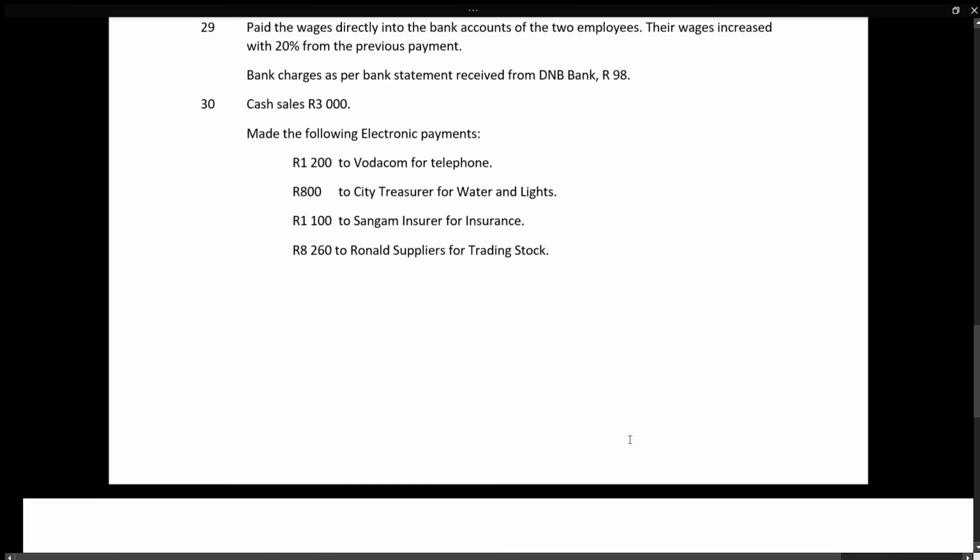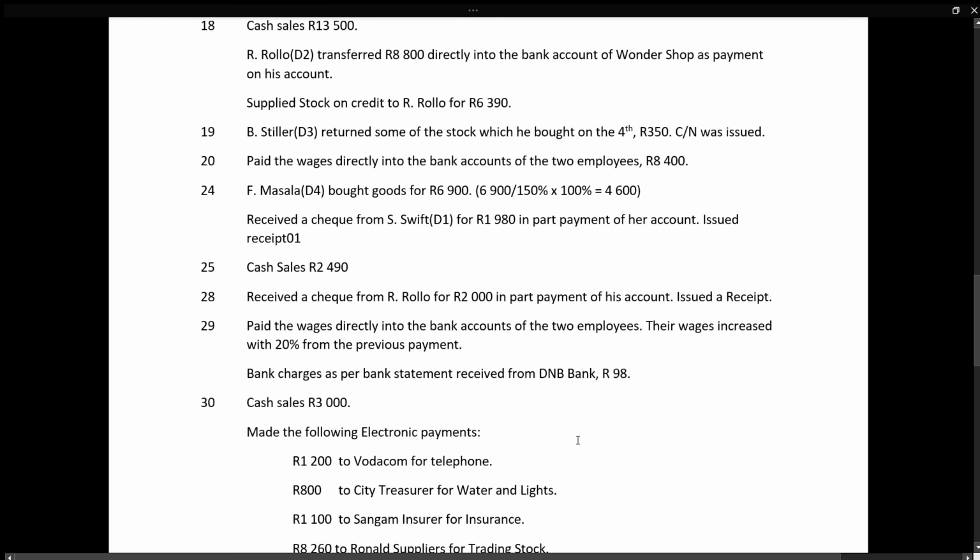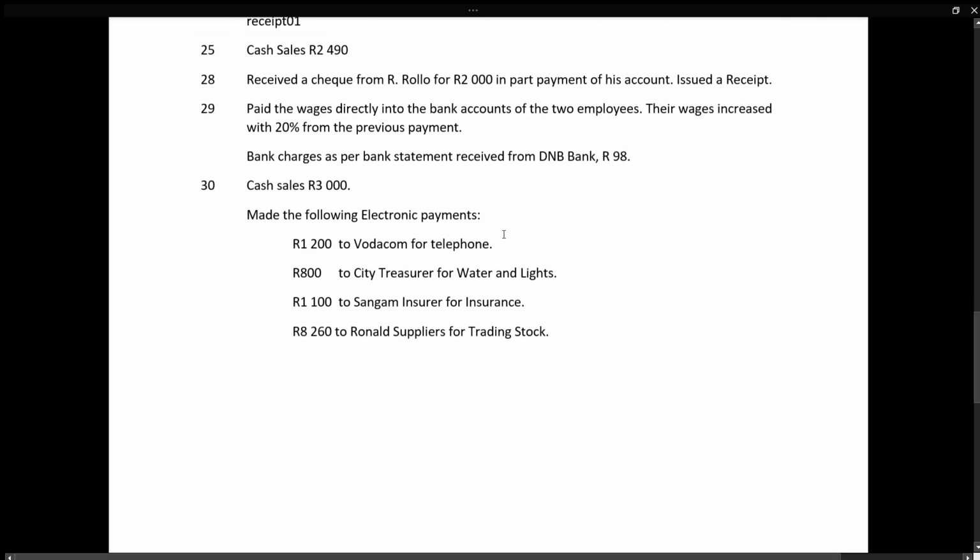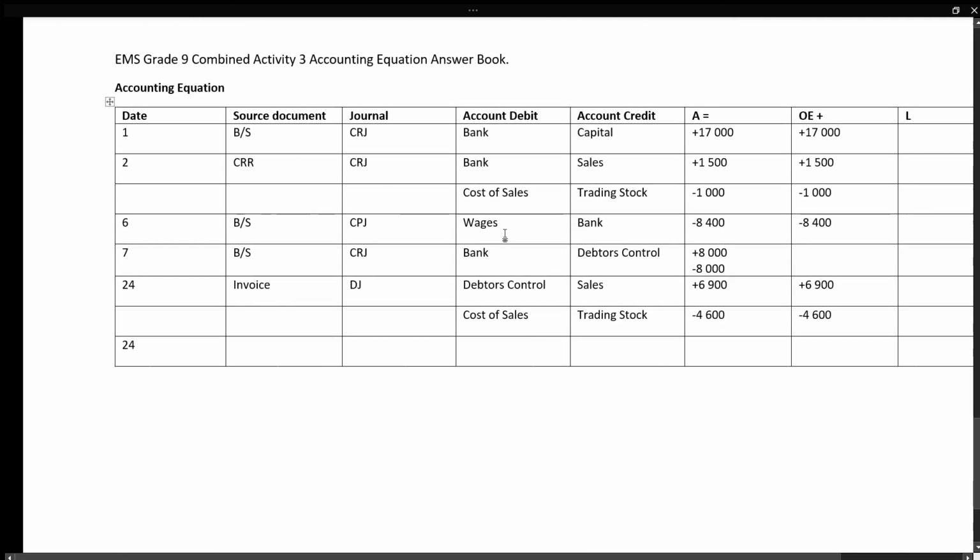Let's have a look at the transaction that took place on the 24th. Oh, the next one on the 24th, I'm sorry. Received a cheque from S. Swift for 1,980 Rand in part payment of her account. Issued receipt 01. So we are receiving money and we are giving the original receipt to the client, and we will keep the duplicate receipt. Duplicate receipt will be our source document.